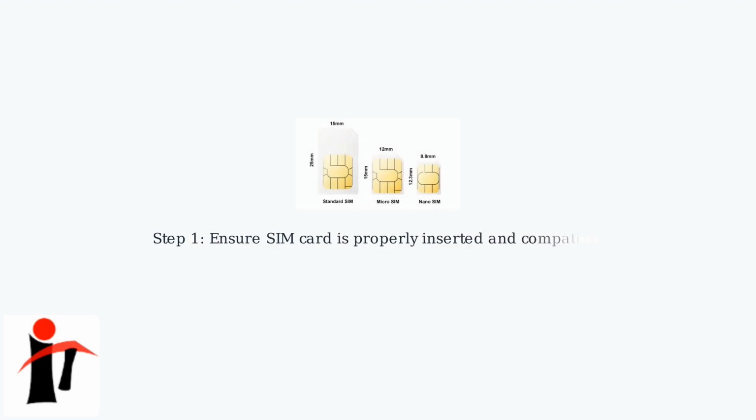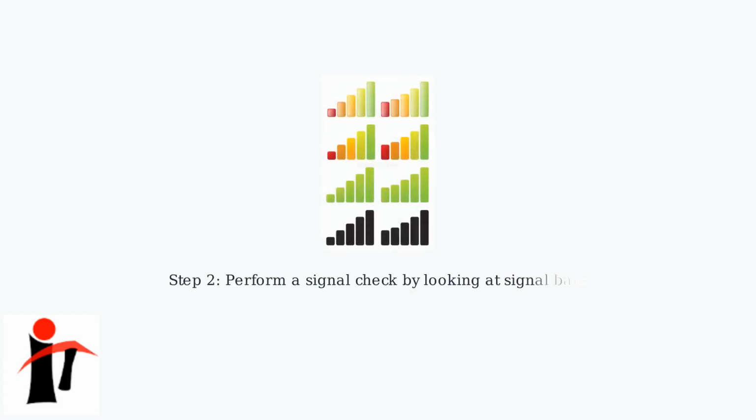Start by ensuring your SIM card is properly inserted and compatible with your device: nano, micro, or standard. Then, perform a simple signal check by looking at the signal bars on your phone. A consistently weak or absent signal is a primary indicator.